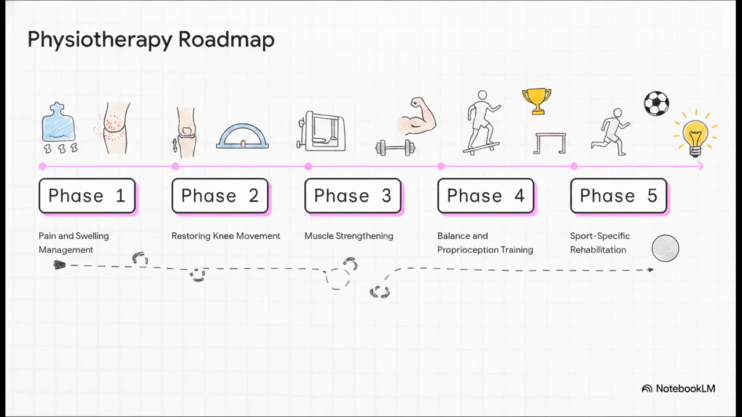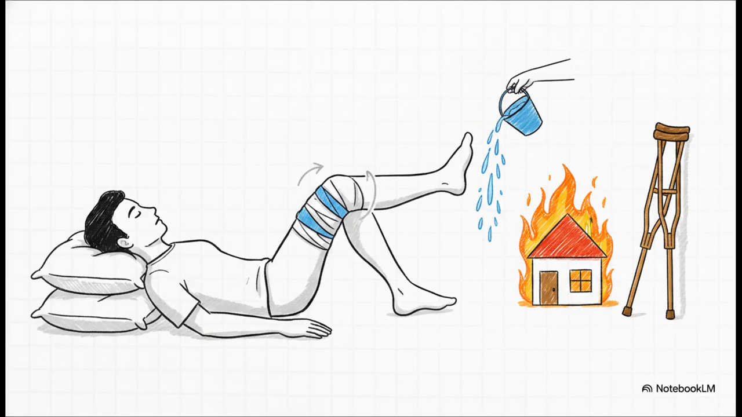It gives athletes a clear light at the end of the tunnel, starting all the way from basic swelling management and scaling all the way up to full athletic conditioning. Phase 1 is pretty straightforward. It's all about calming that traumatized joint down. I mean, you can't rebuild a house while it's still on fire, right?